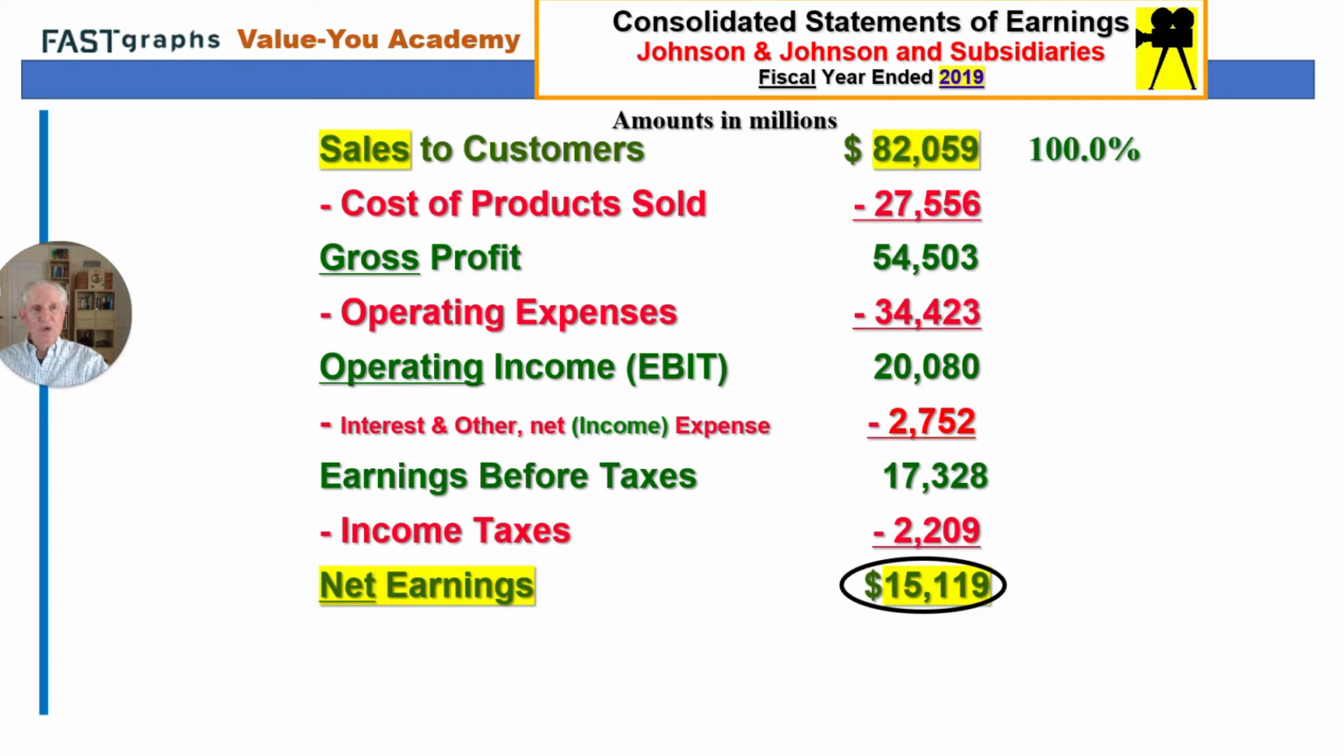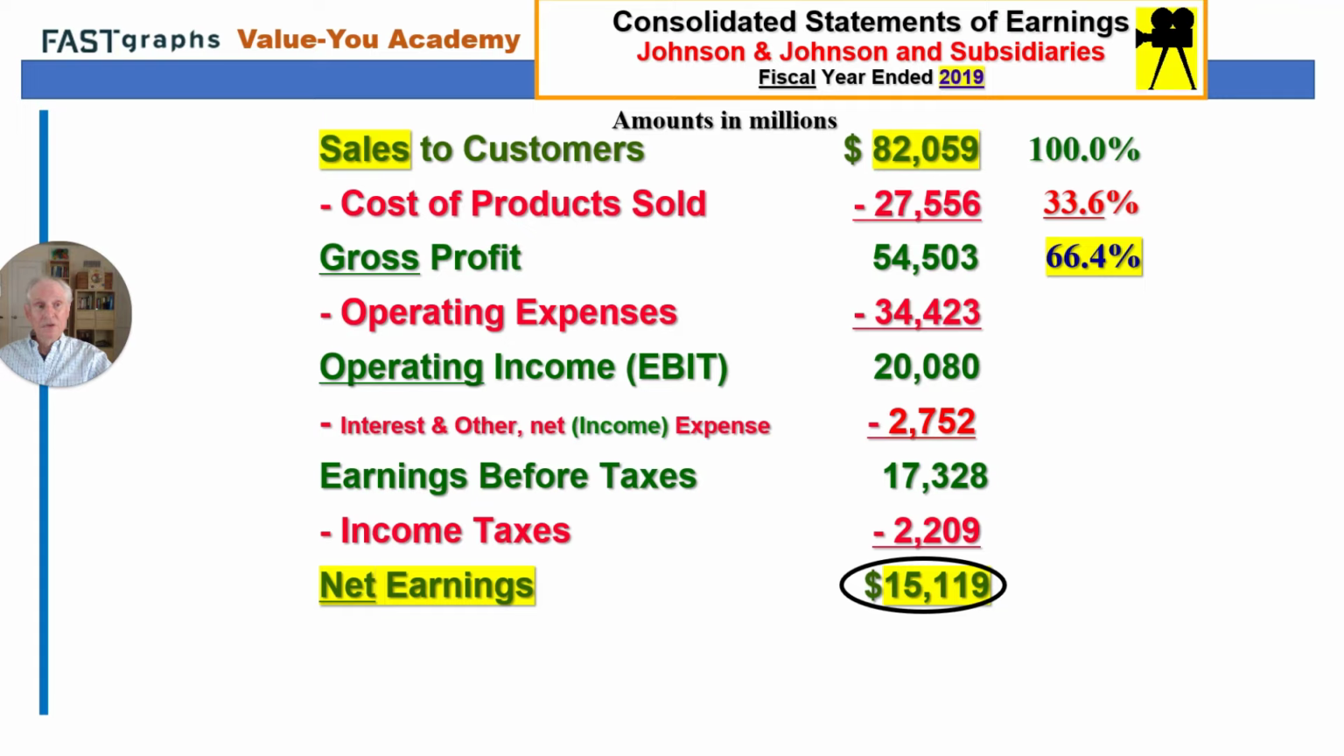Now, the first thing we do is look at margins. And we like to do this from year to year to see how the margins are going. So we look at the top line sales as 100% or $1. Now, we've got 66.4 cents left after cost. So what percent went out to make the product?